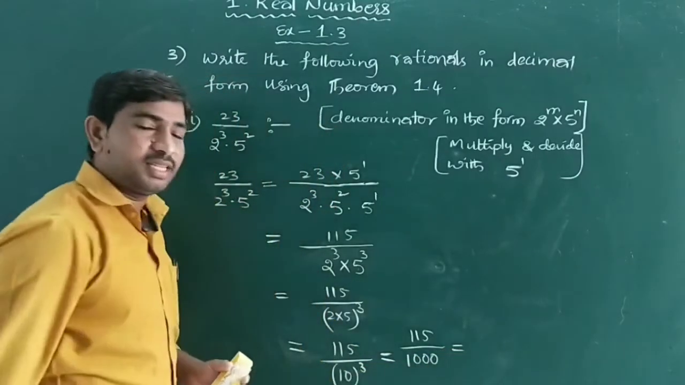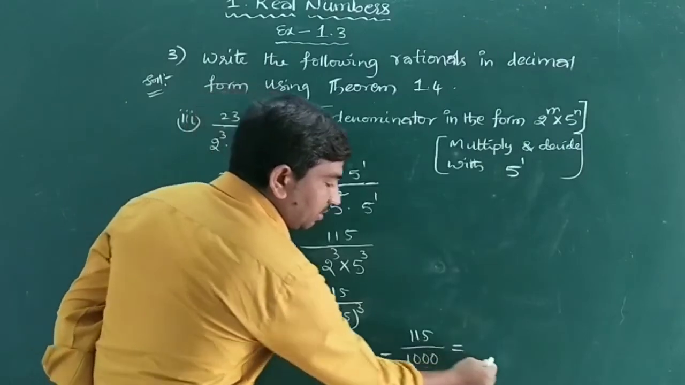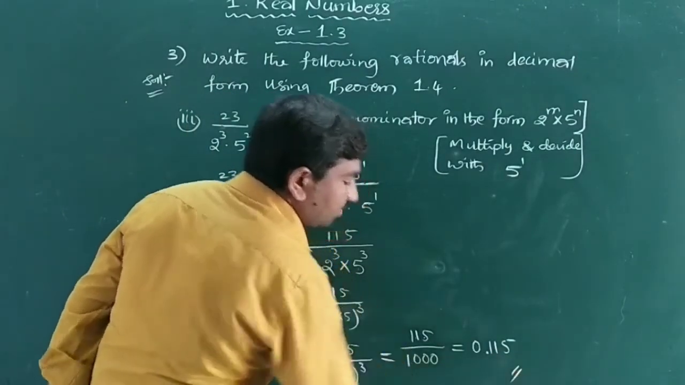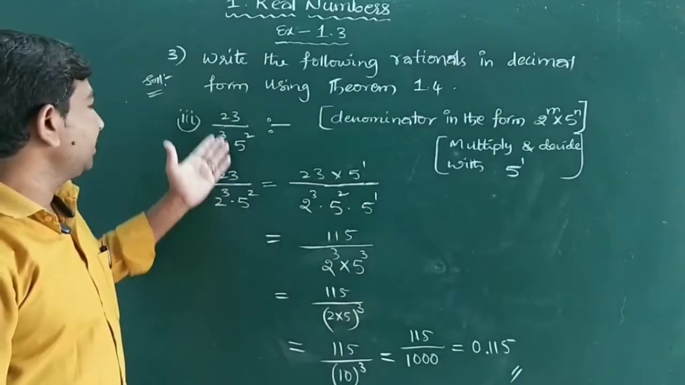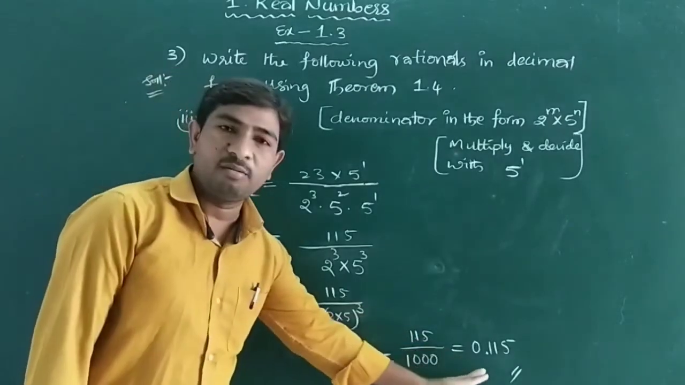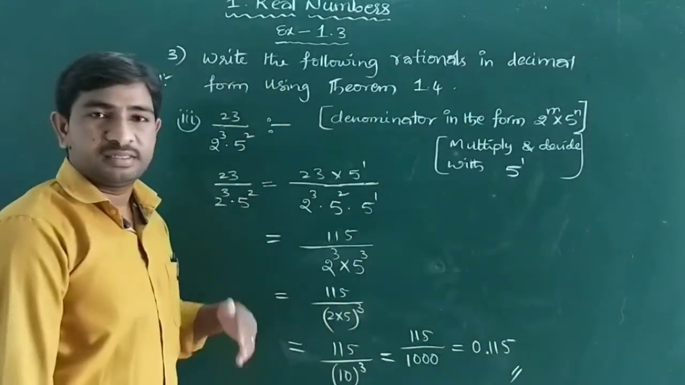The decimal form of this is: after the 3 digits we have to keep the point, 1 2 3. So 115, before this we have to write the decimal point. So 23 by 2 cube into 5 square, the decimal form of the value of this is 0.115. Okay, next problem we will start.